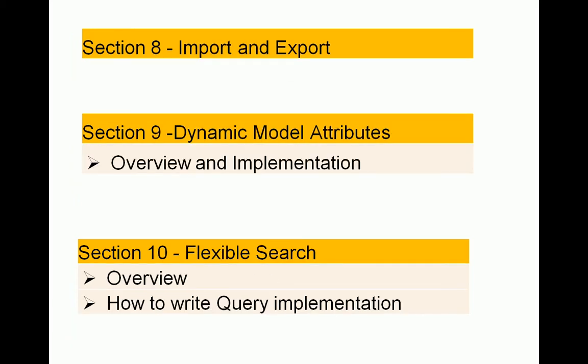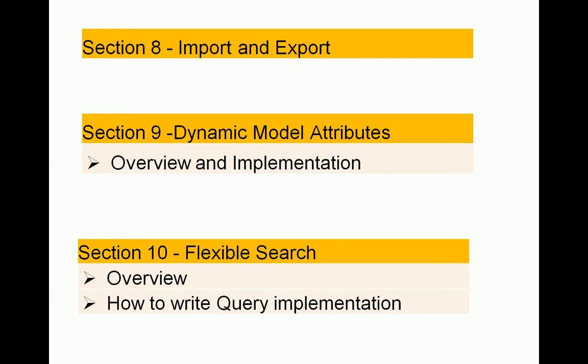Section 8 covers a concept in Hybris called import and export. Why do you use this import functionality, and why do you use this export functionality? In what scenario do you have to use this? After that, we see dynamic model attributes. It's a very, very important concept: what exactly they are and how you create them. And after that, we see flexible search.